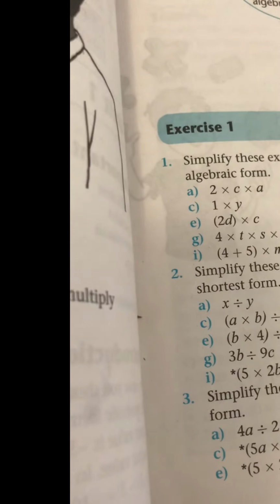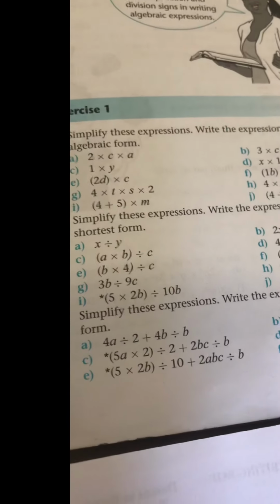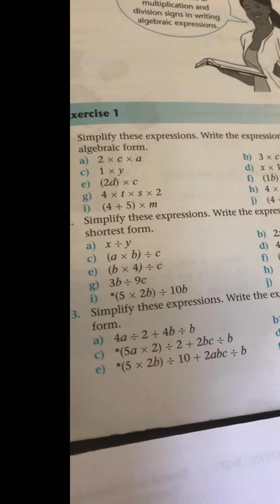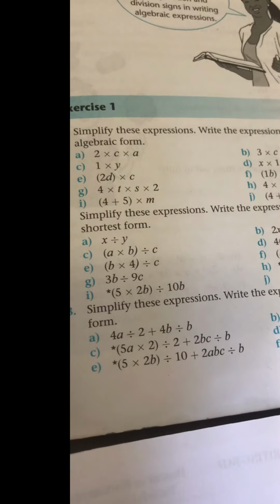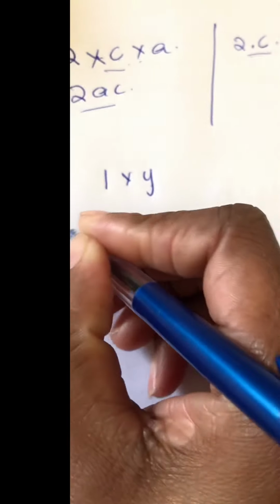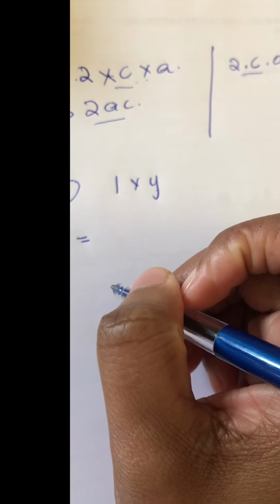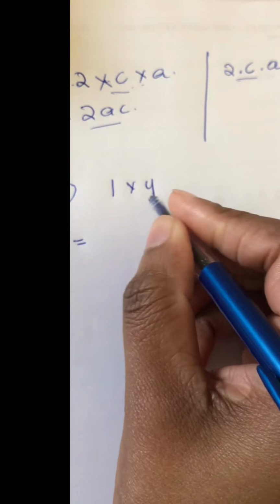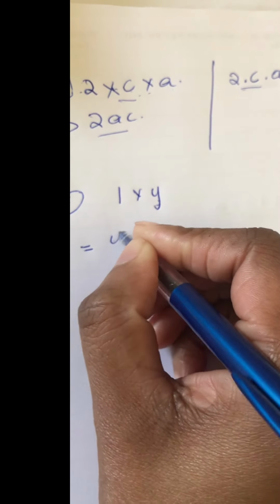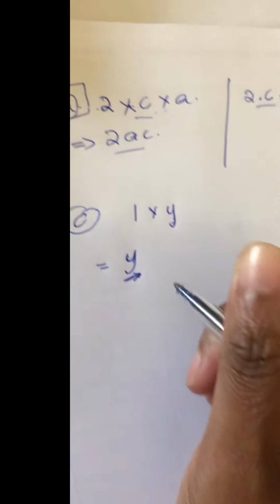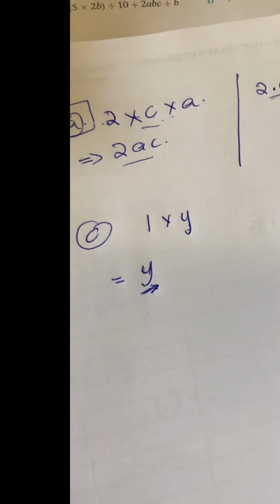Exercise 1.c says 1 times y. When you take any number or any alphabet and multiply it by 1, it gives you that number, or it gives you that alphabet. So in this instance, we have 1 times y. Like I said, when you multiply any alphabet by 1, it's going to give you that alphabet. So our answer here is actually y. This is how you write it in an algebraic manner. You don't write 1 times y, you just write y.